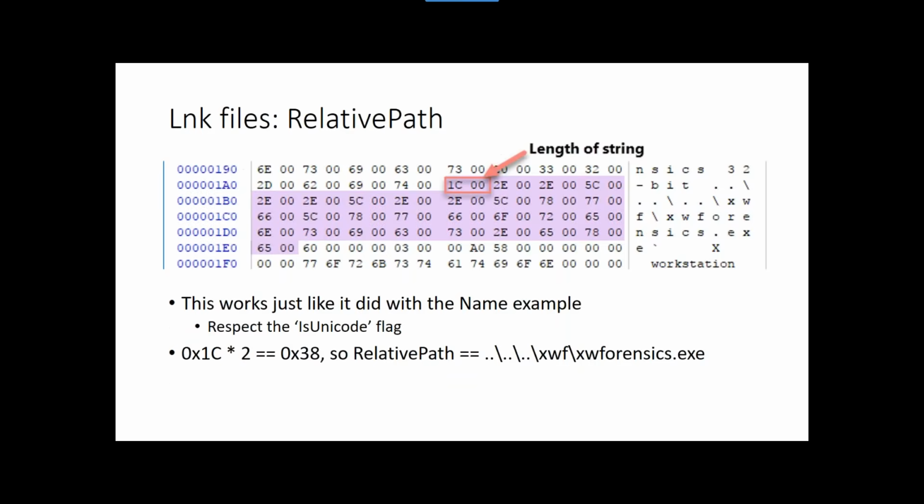The next section, relative path, works exactly the same way, but there was that flag set, so we have to go in there, read out the relative path, and we get the ..\ thing all the way to the path to the binary.